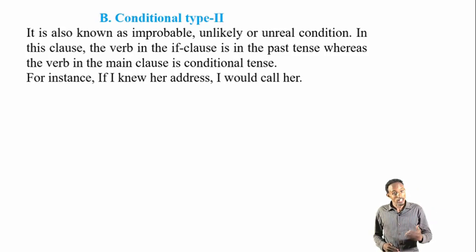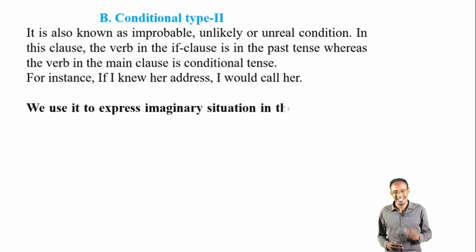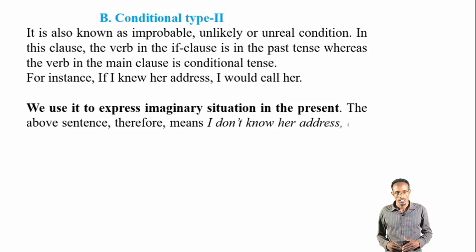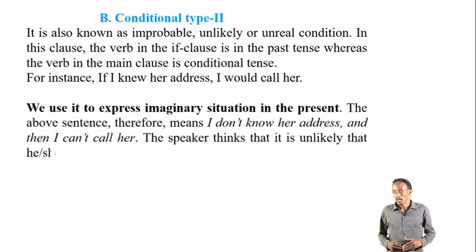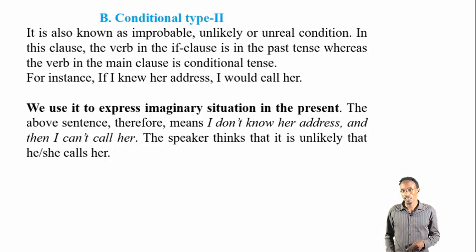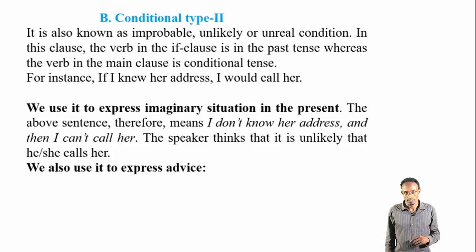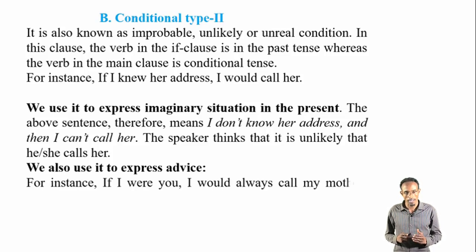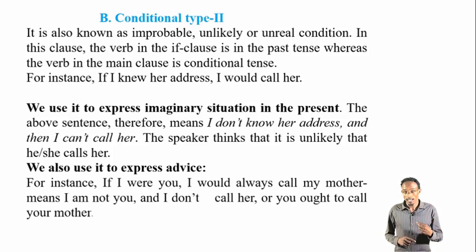In this context, we use it to express an imaginary situation in the present. The above sentence therefore means, I don't know her address, and then I can't call her. The speaker thinks that it is unlikely that he or she calls her. Similarly, we also use it to express advice. For instance, if I were you, I would always call my mother. It means I am not you, and I don't call her, or you ought to call your mother.